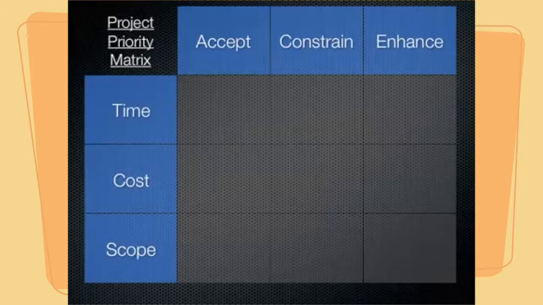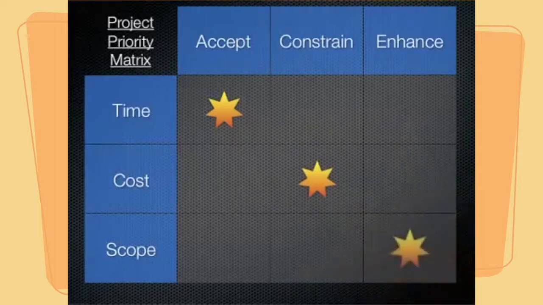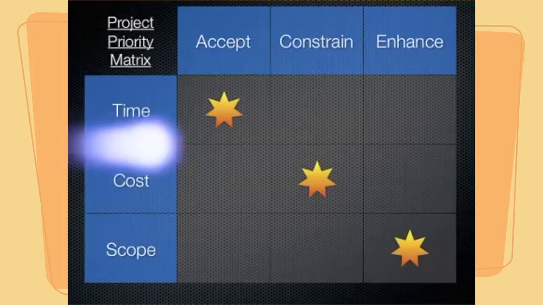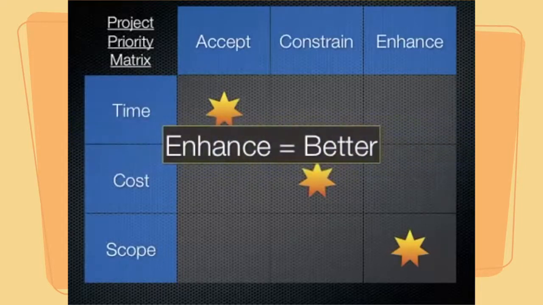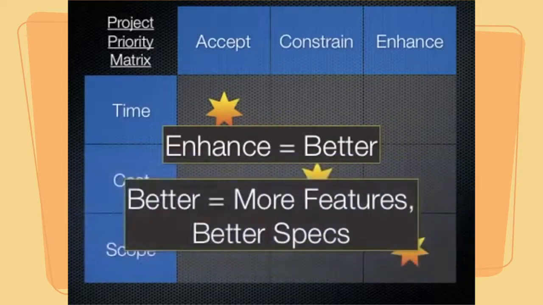Let's consider an example of a project in which the stakeholders are willing to accept a change in time, meaning a longer time to completion, but are not willing to accept changes in cost. That cost is constrained, and they would like to enhance the scope if possible. In this case, the scope might be enhanced as long as it only leads to a longer time to completion, but not if it means an increase in cost. Once again, to think about that word enhance, think about it as better. So when we say we want to enhance the scope, in this case we're going to add more features, have better specifications. We're going to make this a better project in some aspect.